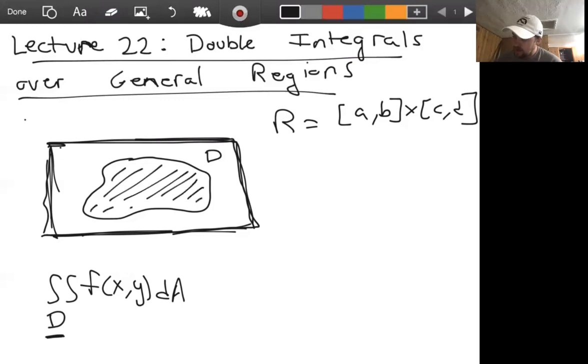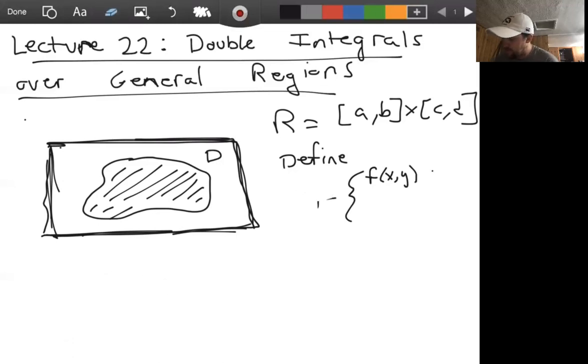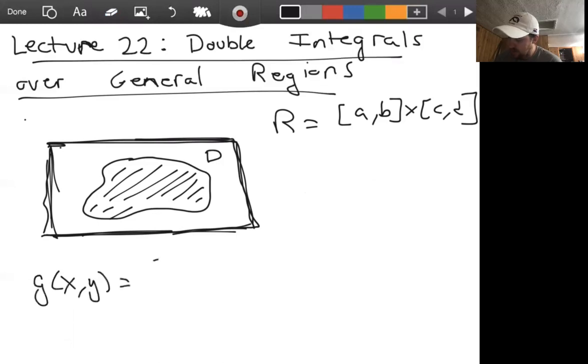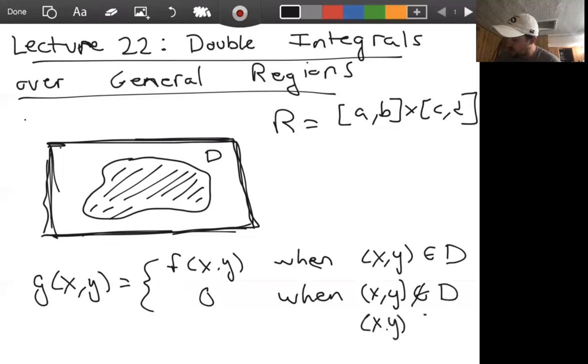So if we want an integral just over the region D, let's define a new function, g of x y, to be f of x y when x and y are in this region D, and 0 when x and y are not in this region D, but x and y are still in R, right?